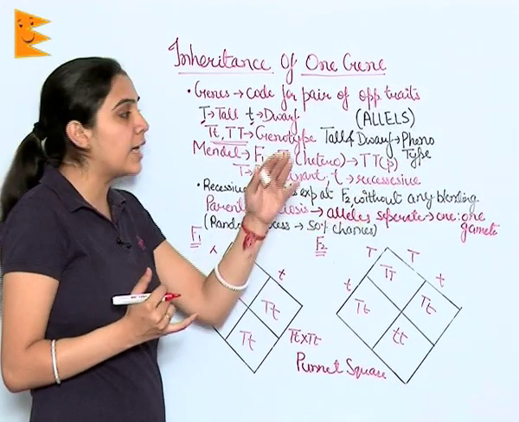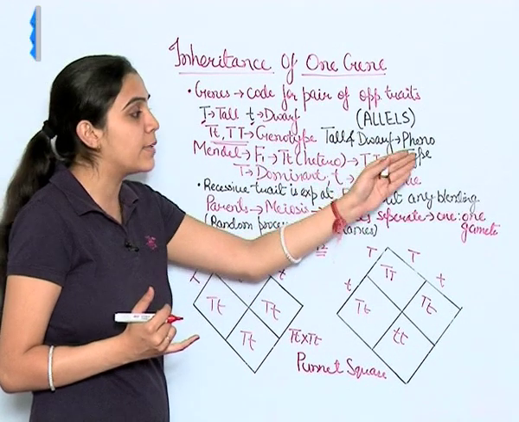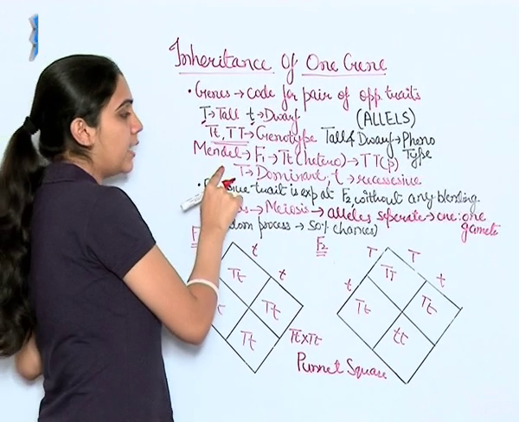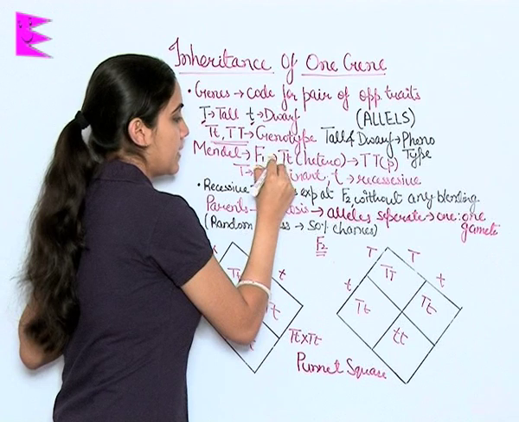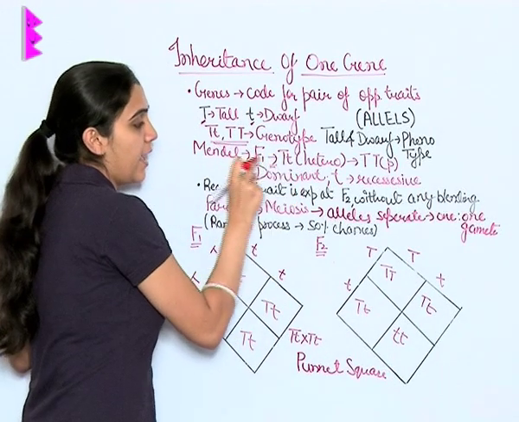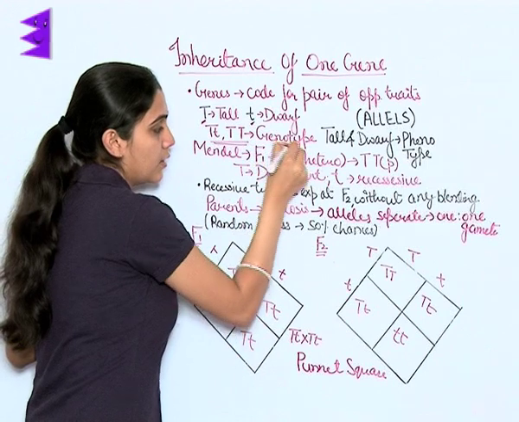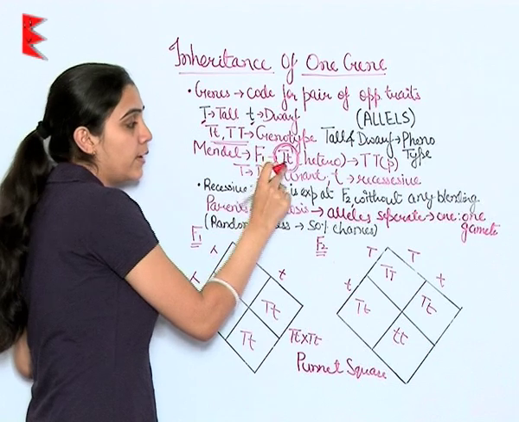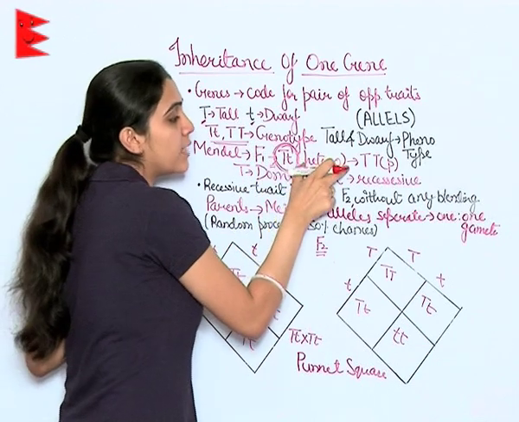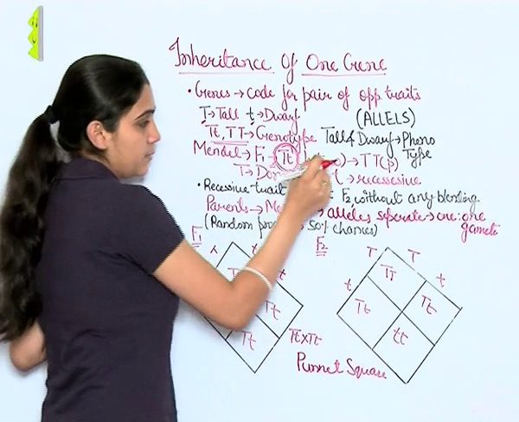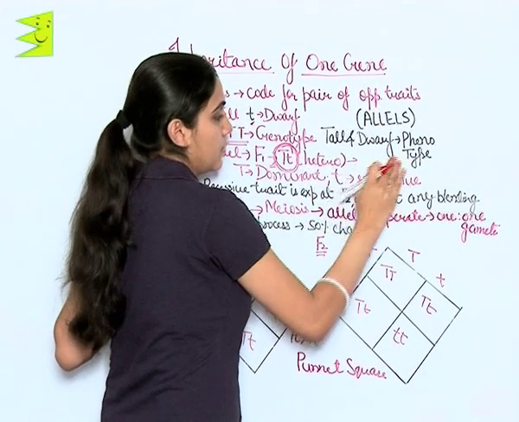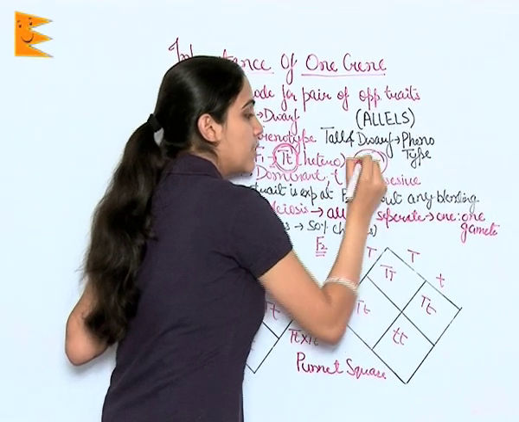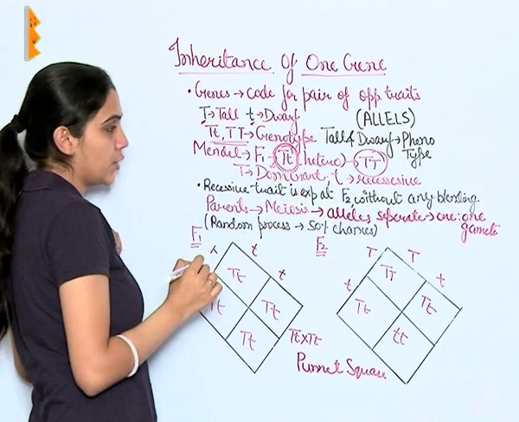If I see a tall plant, I will say this plant is tall, that is, I am describing the phenotype of that plant. Now, what Mendel did: Mendel said that after hybridization in F1, the gametes formed were this, which is heterozygous in nature, but these gave this, which is homozygous in nature.